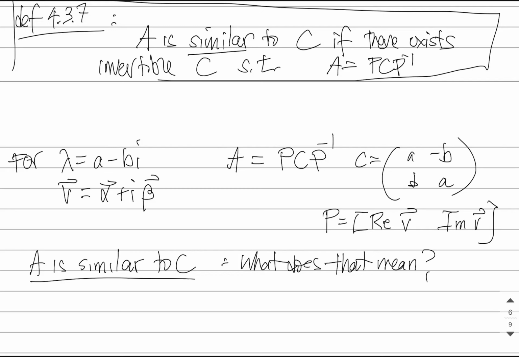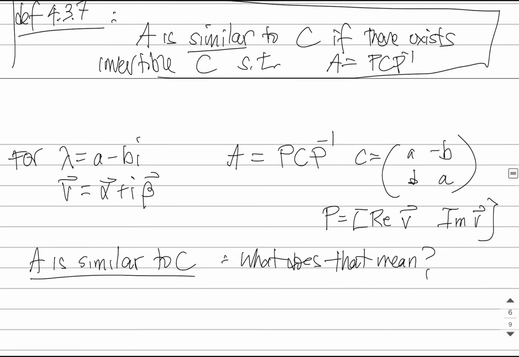So we showed in the case of a complex eigenvalue and a complex eigenvector that A ends up being what we called similar to this matrix C. And you say, great, what does that mean? A matrix is similar to another one. When you do the right basis switch, it's going to behave in a similar way to that matrix with respect to those vectors.